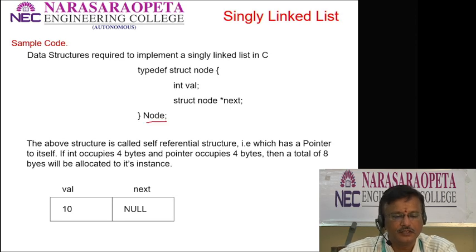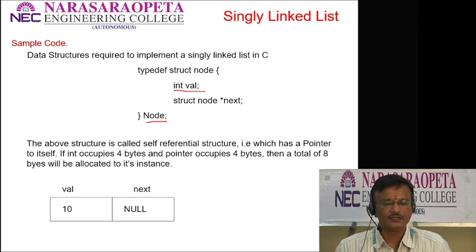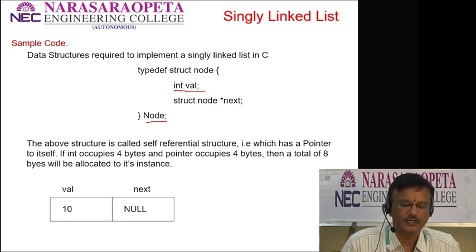We have created a new type name now. So instead of typing struct Node, we just write Node. Node is a user-defined data type, just like int. We create an instance of int like this, and just like that we can create an instance of this struct using Node. So it is a separate structure. The structure has two components: an integer value and a pointer to the next node.